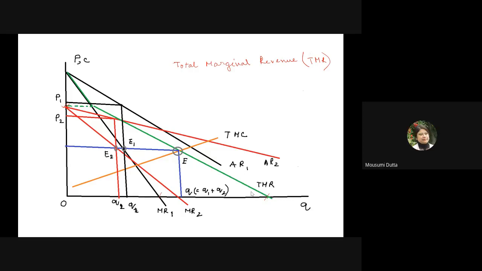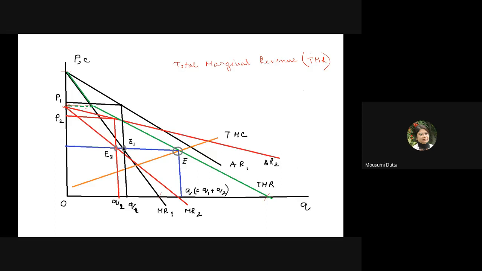Okay. AR1, MR1, AR2, MR2, these things are clear to all of you? Yes, ma'am. Okay. Now look, this is the starting point of MR1, and this is the starting point of MR2. So up to this level, is there any MR2? No, ma'am. Yes or no? No, ma'am.